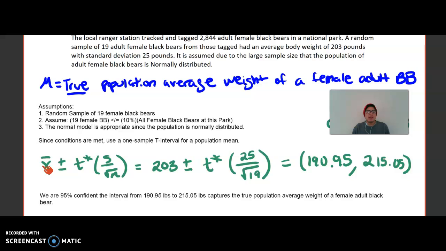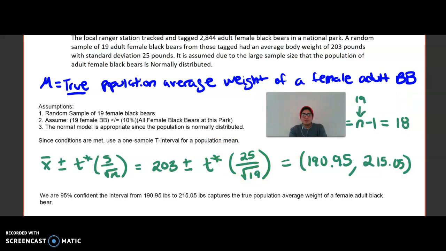Since our conditions are met, we use a one sample t interval for a population mean, and it has this general formula here. Our statistic, which is the sample mean, plus or minus our critical value times the standard error of the statistic. Here we have 203 plus or minus t star times these values here. And I'm going to move my face over now.